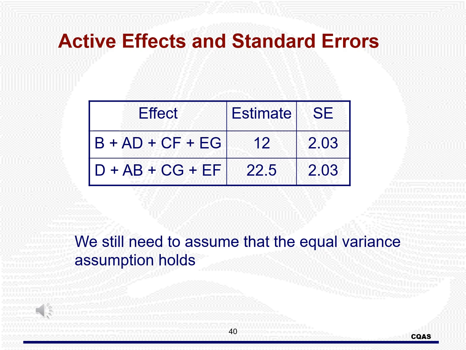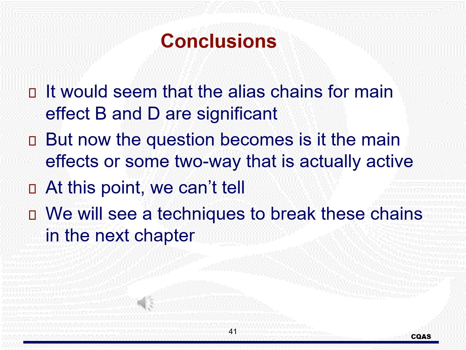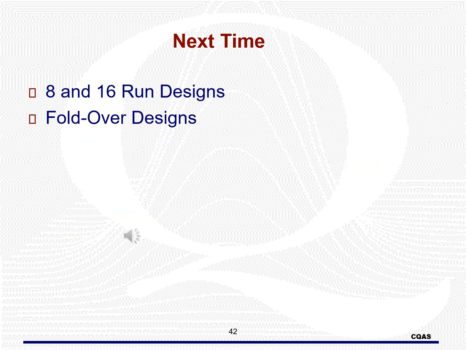Now recall that I spoke about Levene's test not being very powerful for a test with a small number of observations, and 8 should be considered small. We conclude here that both the chains with b and d are active, but we can't tell which effects in the chains are causing the large effect. We need a way to break these chains, and we will see it in the next lecture. Next time we will talk about 8 and 16 run designs more in depth and fold over designs.